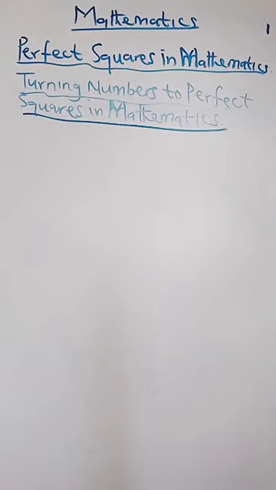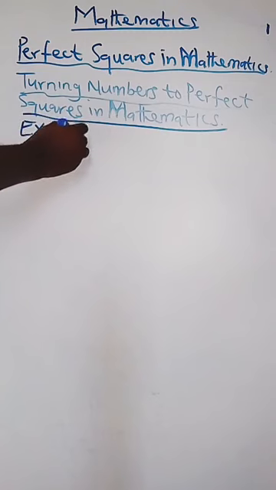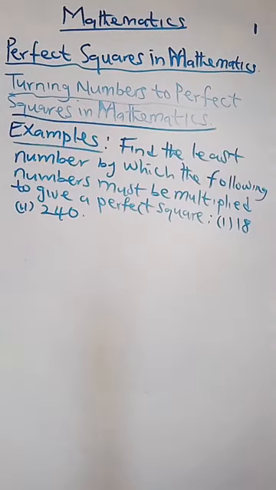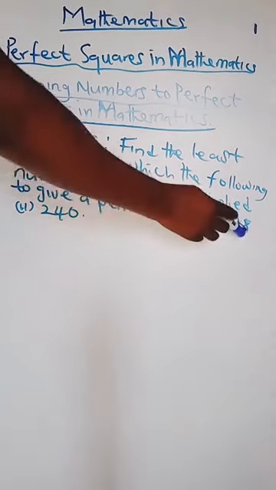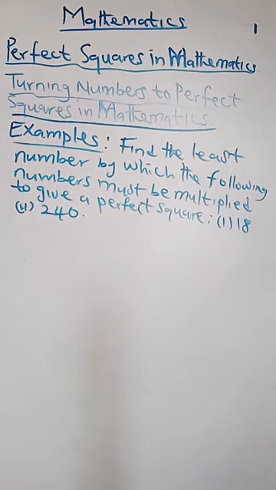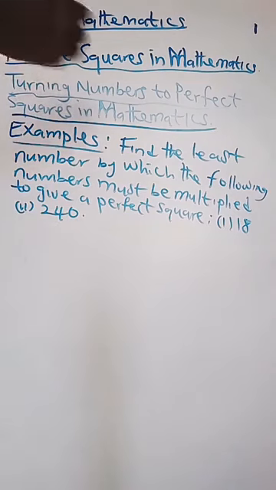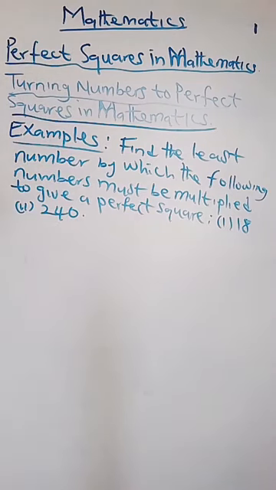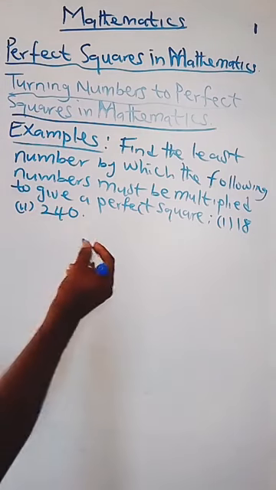Now, let us look at how to turn numbers into perfect squares in mathematics. This is also very important. Let's look at examples to guide us. Find the least number by which the following numbers must be multiplied to give a perfect square. 18 and 240. Obviously, 18 and 240 are not perfect squares. Let us see how we can turn them into perfect squares. Now, let's start with 1.